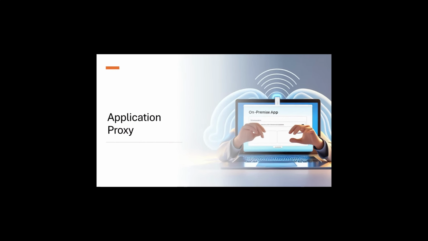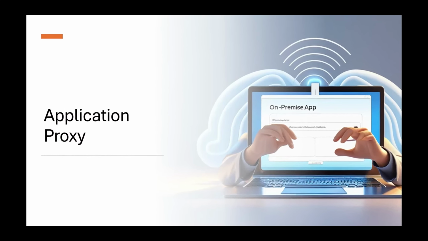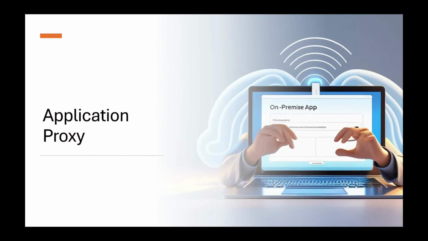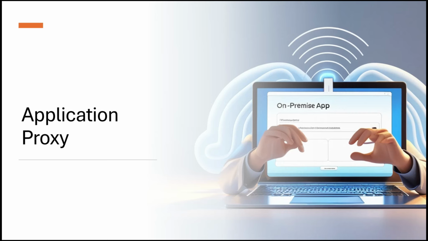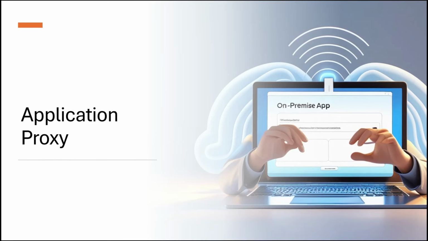Picture this, you have a legacy on-premises app that your remote team needs to access. Setting up VPNs or reverse proxies feels like using a flip phone in a smartphone world. Inefficient and outdated. That's where Microsoft Entra Application Proxy comes in. Application Proxy is a secure, cost-effective bridge that connects your remote users to internal applications without exposing your network.